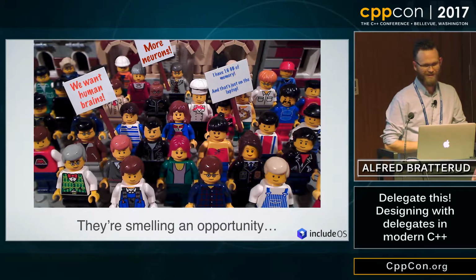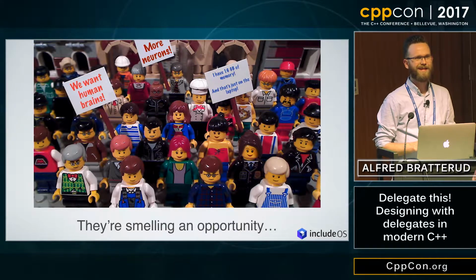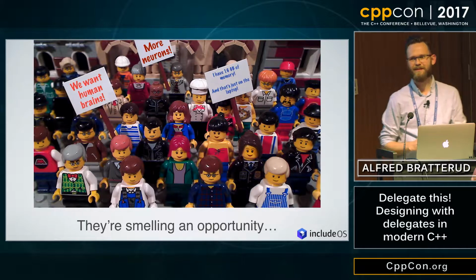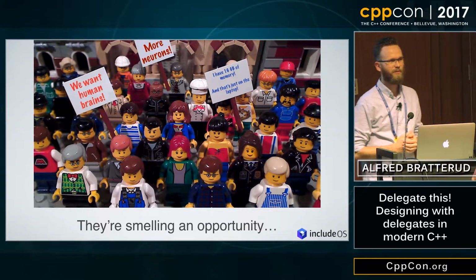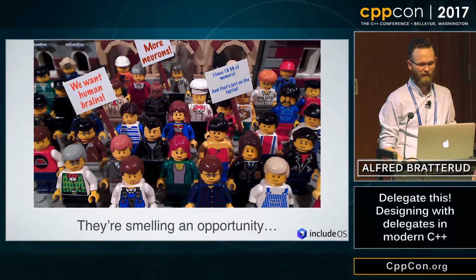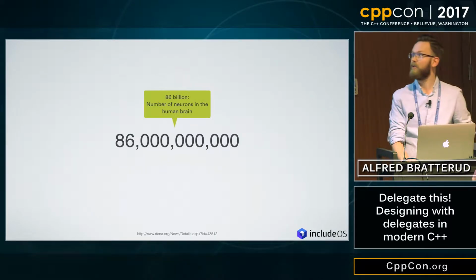These Legos are smelling an opportunity. They want human brains now, because I showed you that I can make a neural network. So maybe we should try to make a human brain. Yeah, it's hard to think with only 4 neurons. So we could try to do that.